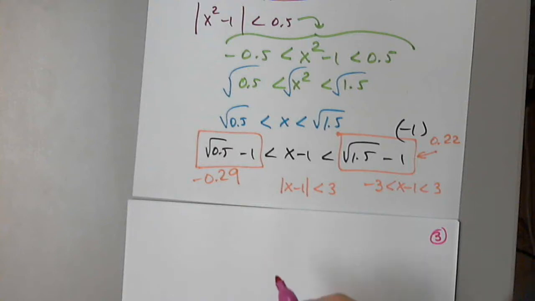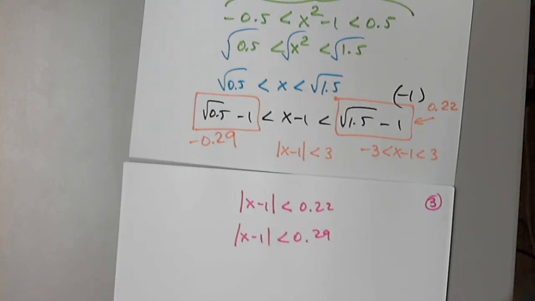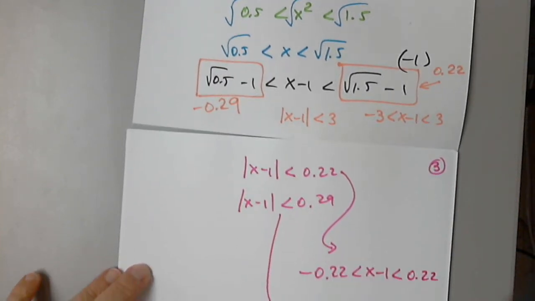There are two options. One, I say x minus 1 less than 0.22, and the other one, x minus 1 less than 0.29. Stay with me for a second. So this will mean negative 0.22 less than x minus 1 less than 0.22, and this one will mean negative 0.29 less than x minus 1 less than 0.29. And as we already agreed, we have to choose the smallest of the two.